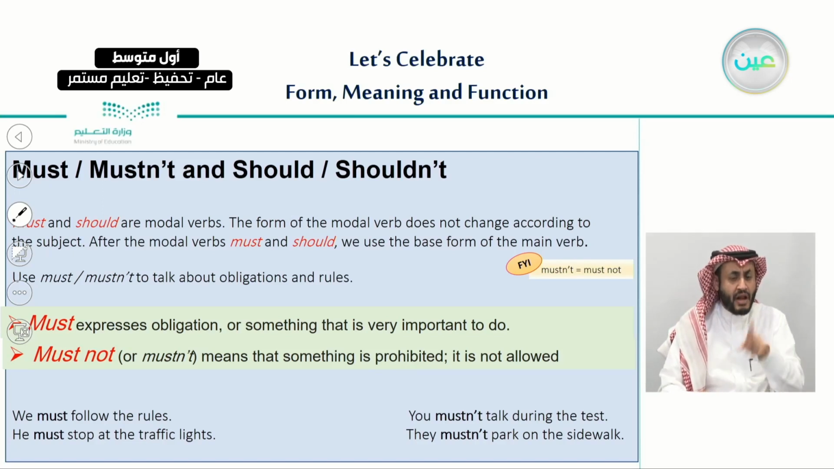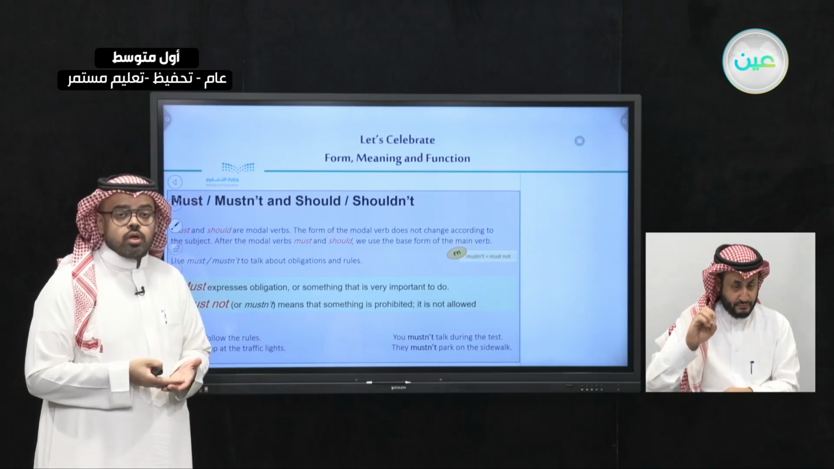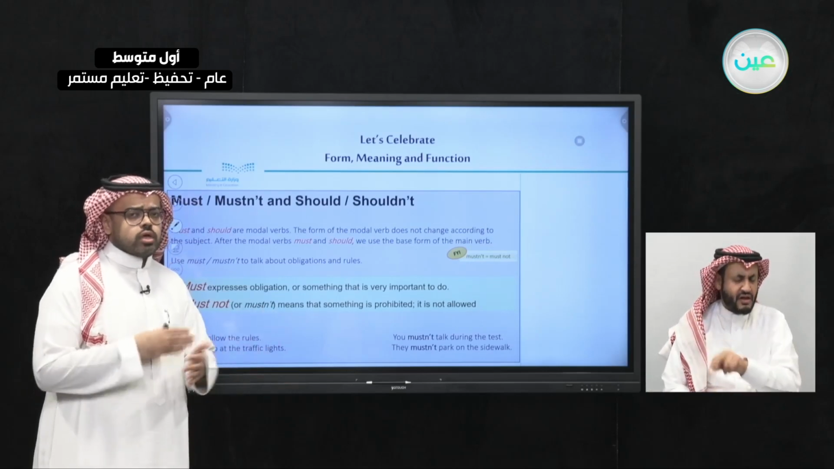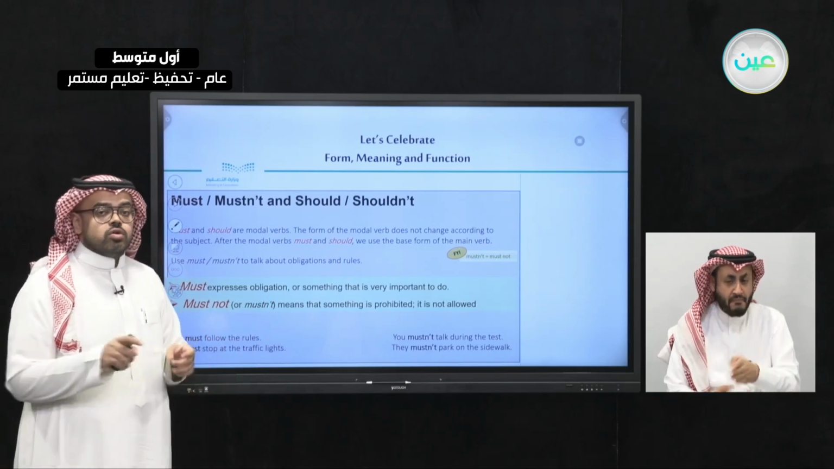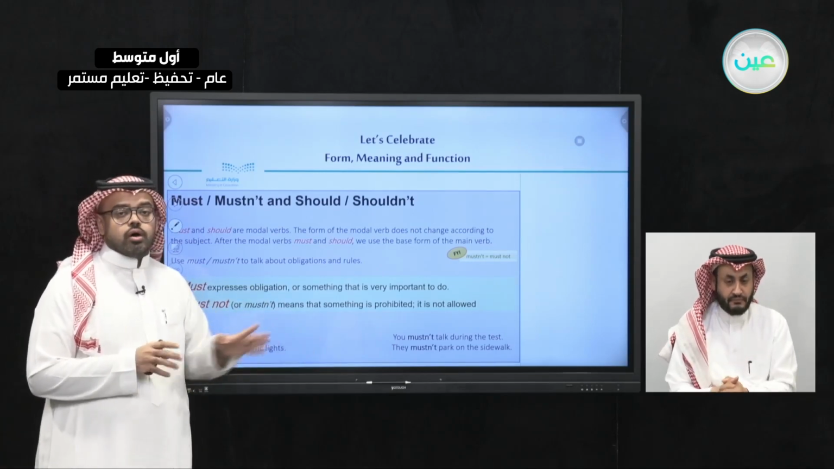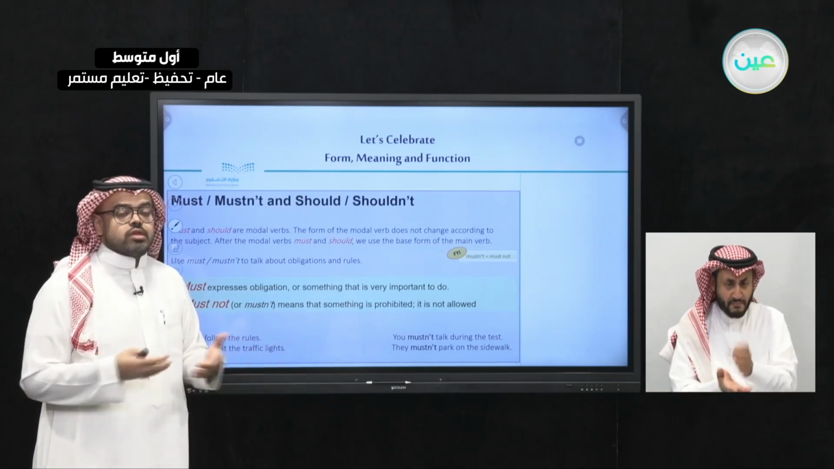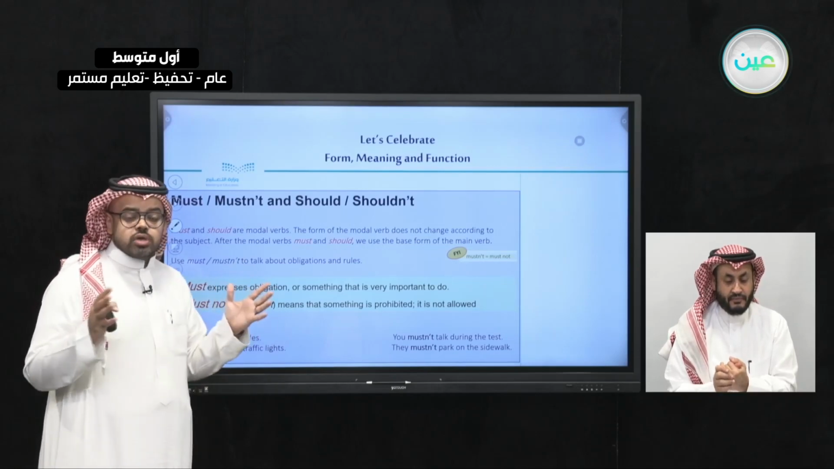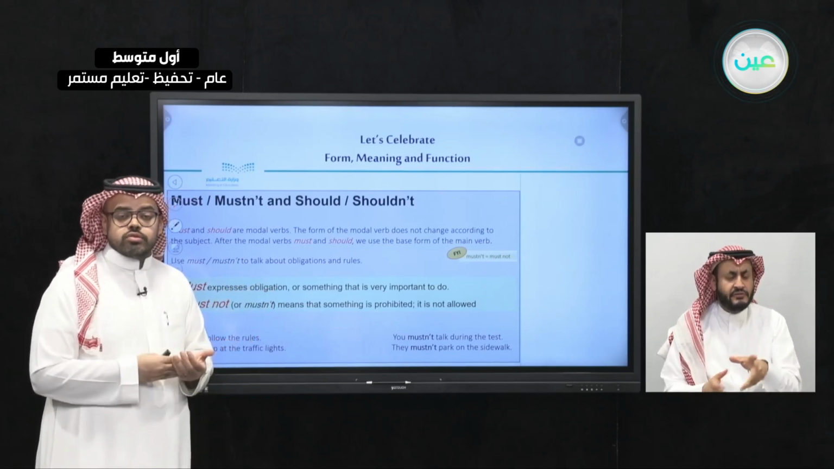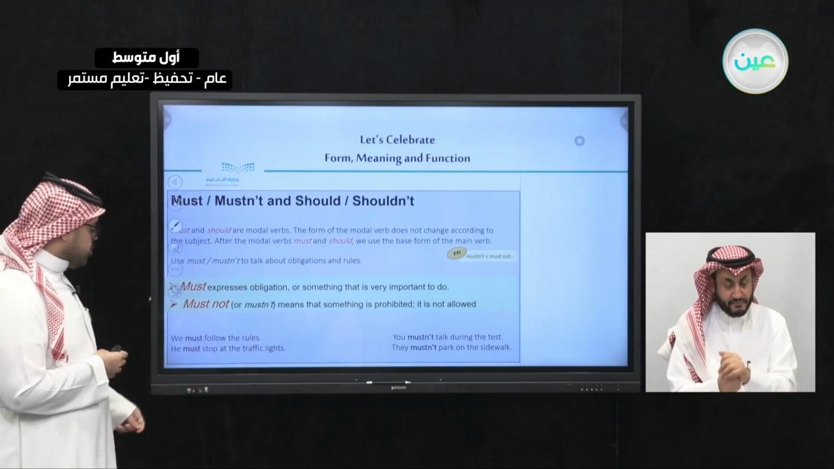For example, you must not smoke. Why? Because smoking is prohibited, is not allowed. Also, if we say that you must not park your car here. Why? Because parking here is prohibited, is not allowed. So as we said, must is all about obligation, all about rules that people need to follow. So let's take further examples on this.